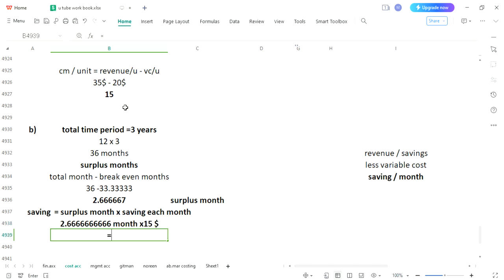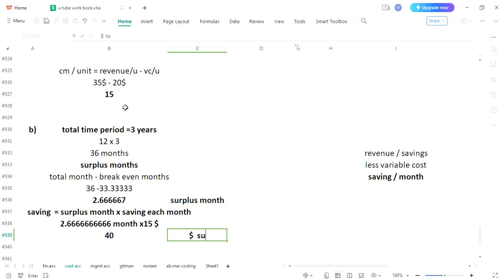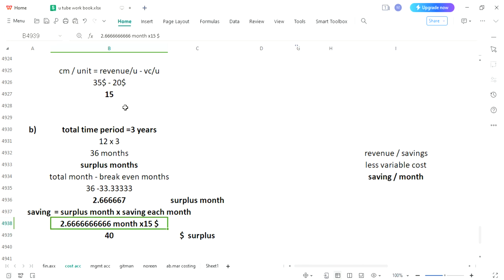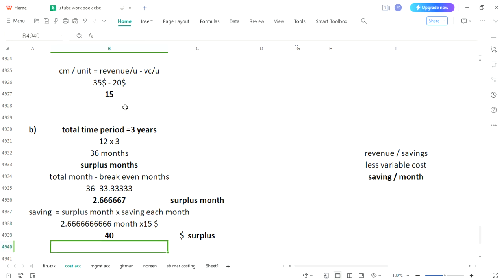Statement is completed. Now we can put it on our calculator, multiply by 15. So we have got how many dollars? $40 would be considered as surplus. Now if you are not getting this point, let me know. We can understand it very well.